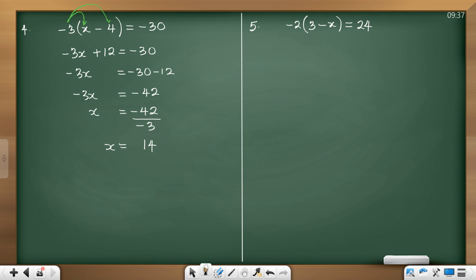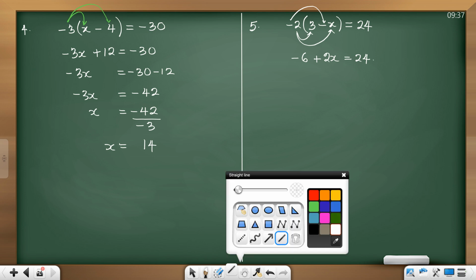Let's see this one. Okay, we can multiply into the bracket. Negative times a positive would be a negative. 2 times 3 would be 6. Sorry, there's no x there, just 6. Now, a negative times a negative would be what? A positive. 2 times x would be 2x, and that will give me 24.